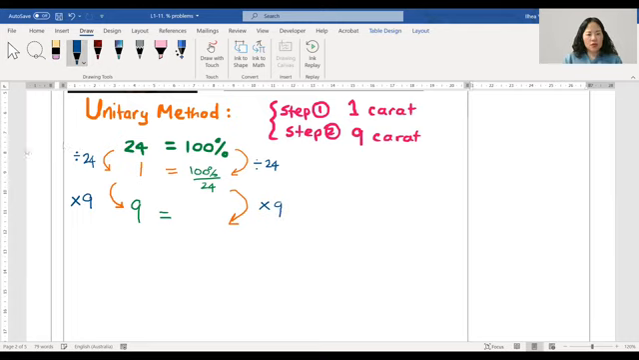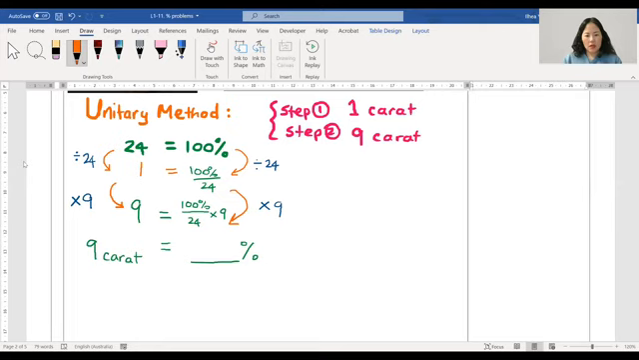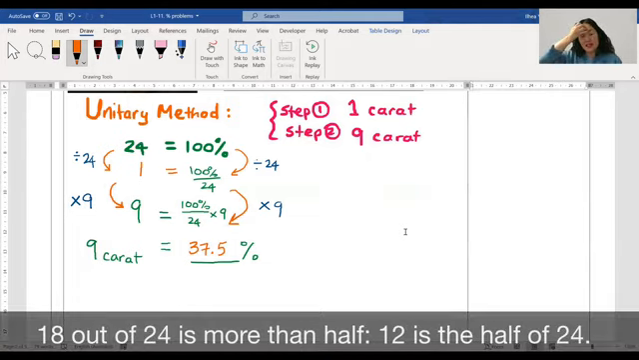What will happen to our calculation here? I still have 100% divided by 24. Now I just have to do it times by 9. So I'm going to go 9 carat equals, what's the percentage? 37.5%. Excellent. So 9 carat gold is 37.5% of the pure gold. That's why 18 carat is more expensive, because if you think about it, 18 is more than half, isn't it?